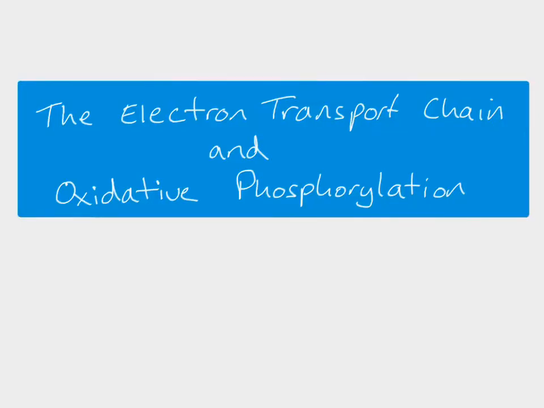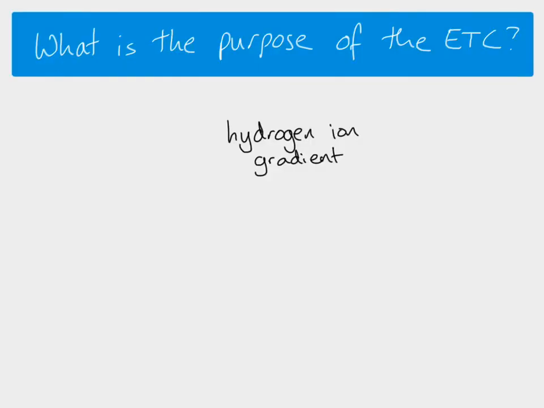Okay, hi there everyone. So in this video we are looking at the electron transport chain and oxidative phosphorylation, which are kind of two parts of the same process, and this is the final stage of cellular respiration. So the purpose of the electron transport chain is to generate a hydrogen ion gradient.